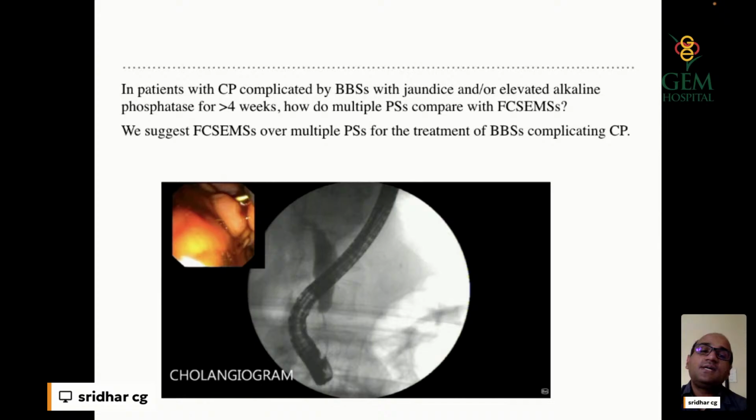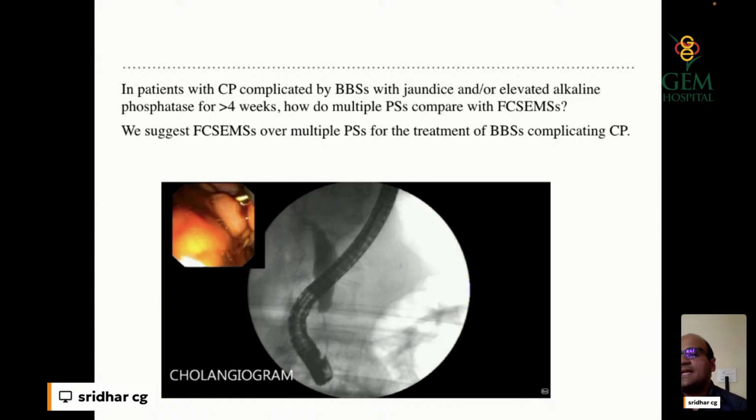And always keep a clear lookout for benign biliary strictures in any case of CP, and try to avoid multiple sittings of ERCP. A single sitting of fully covered metal stents can be preferred over multiple sequential plastic stents for benign biliary strictures.